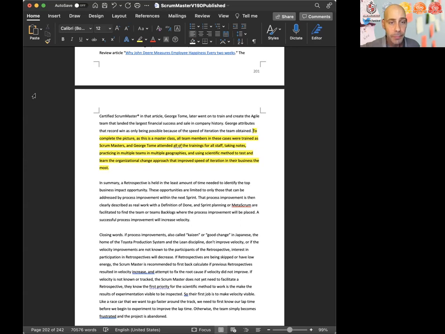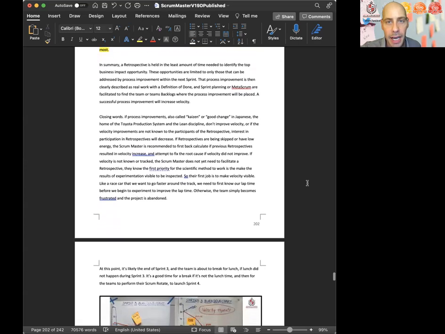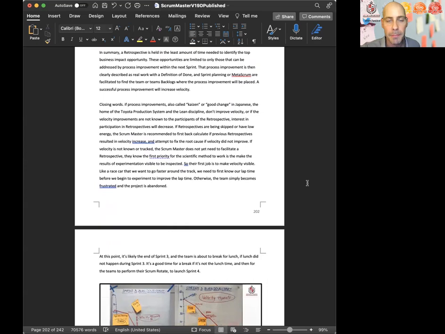In summary, a retrospective is held in the least amount of time needed to identify the top business impact opportunity. These opportunities are limited to only those that can be addressed by process improvement within the next sprint. That process improvement is then clearly described as real work with a definition of done, and sprint planning or meta-scrum are facilitated to find the team or teams backlog where the process improvement will be placed. A successful process improvement will increase velocity.